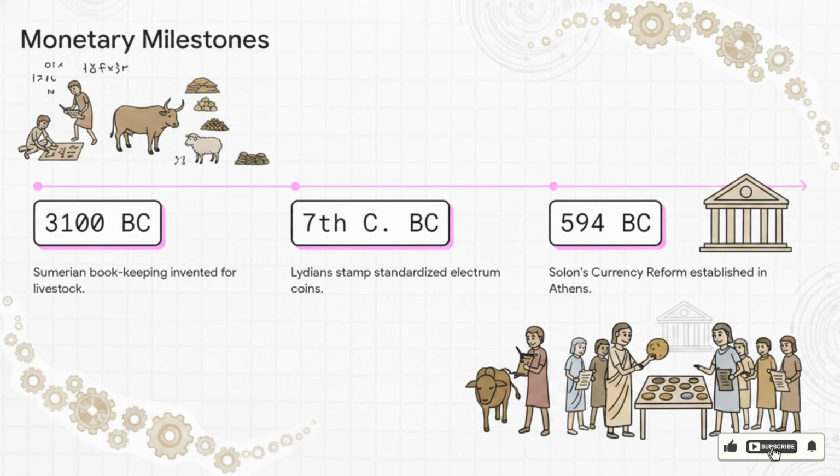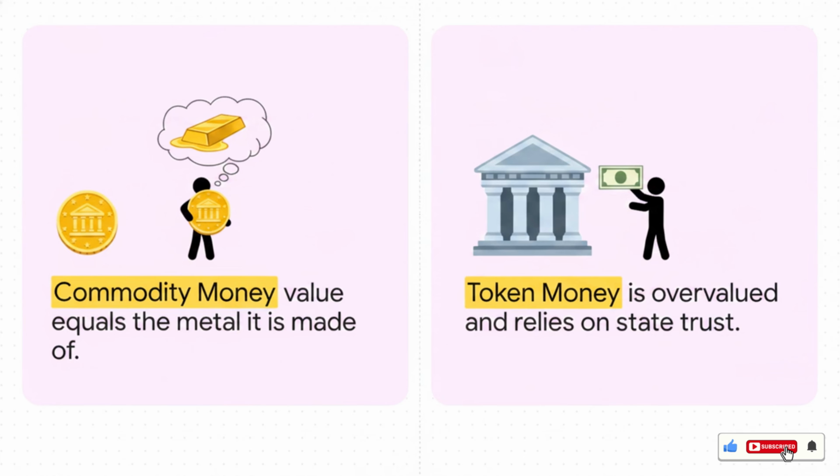But the technological solution evolved remarkably fast. Way back in 3100 BC, writing was invented in Mesopotamia, quite literally just for bookkeeping livestock. Then, by the 7th century BC, the Lydians started stamping standardized pieces of electrum, which is this natural mix of gold and silver. And shortly after that, around 594 BC, Solon instituted sweeping currency reforms in Athens, creating incredibly complex standardized coinage. And this brings us to an absolutely vital distinction in economic history.